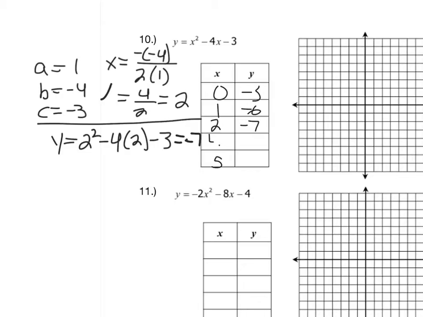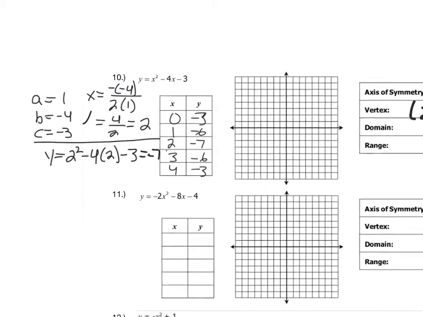I'm sorry, this shouldn't be 4, this should be 3. I skipped 3 by mistake. 3 and 4. So if you put 3 in your calculator, you get -6. If you put 4 in your calculator, you get -3. Okay, and you would go ahead and graph it.